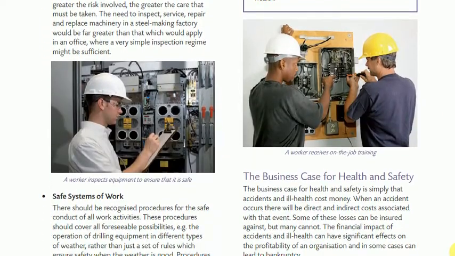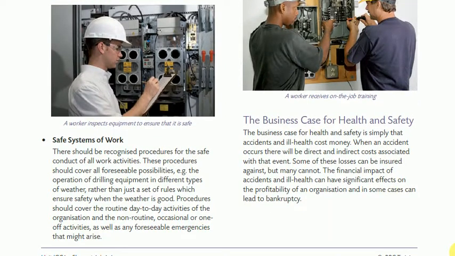Then the next one is safe system of work. The working procedures of a workplace should be safe. This is the system applied before a job is done, especially a high risk job. There should be work permits. There should be a risk analysis conducted to ensure that the place is safe for work. The hazards and dangers should be highlighted first.